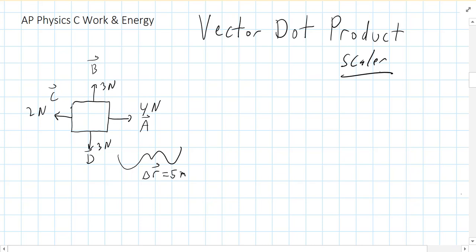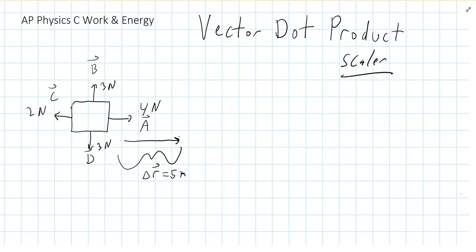Okay. All right. So in our little sketch here, if you need a moment to pause the video and copy that, go ahead and take it. All right. So what I've got here is a book or something, and I'm pulling it to the right. And delta R is to the right, and that's 5 meters. Okay. And I got 4 different forces, A, B, C, and D. Okay. And they're acting in different directions. And by the way, the B and D are probably the normal force and the weight of the book. That's fine. Maybe the A is you're pulling the book, and maybe C is friction or something like that.